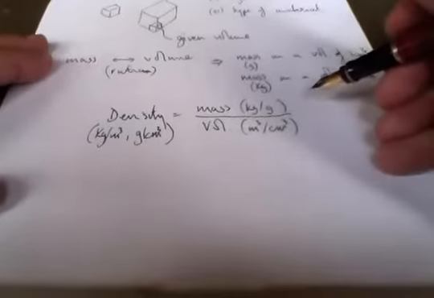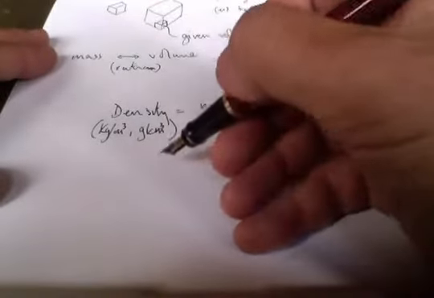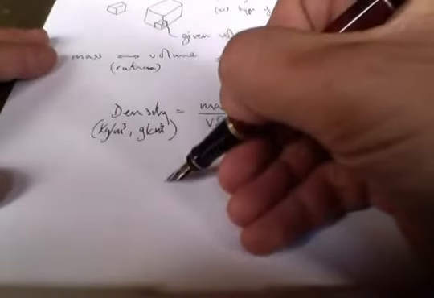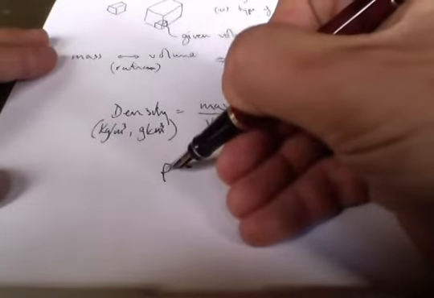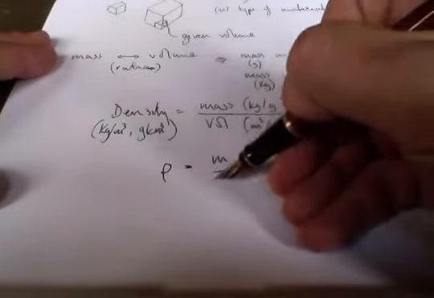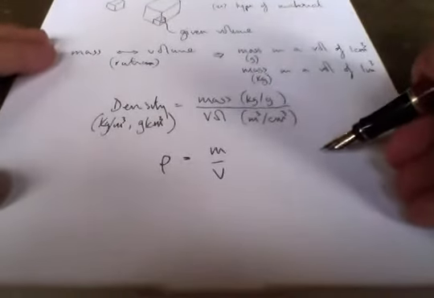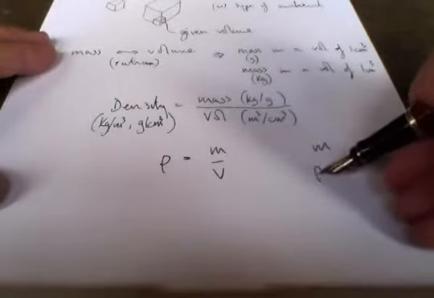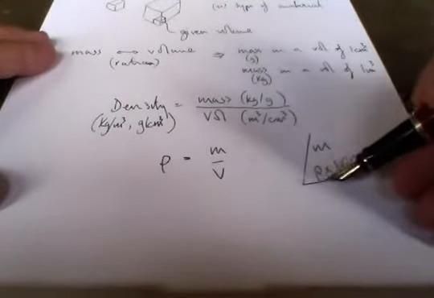However, this equation does exist, and we can make it even shorter by giving it symbols. This is the symbol rho. It's like a P, but slightly slanted, Greek. Density equals mass over volume, and there's an associated triangle if you feel more comfortable with that.